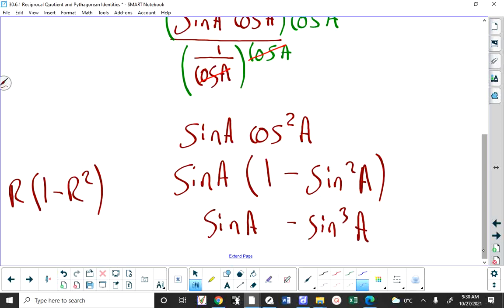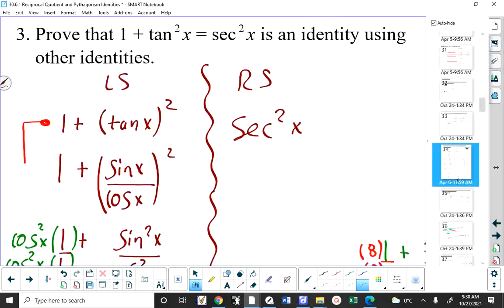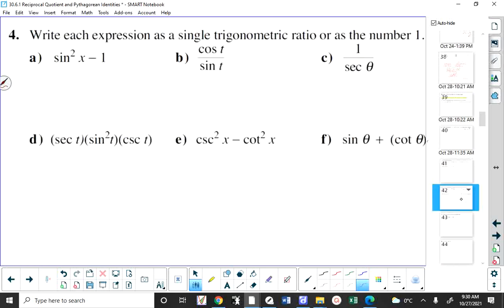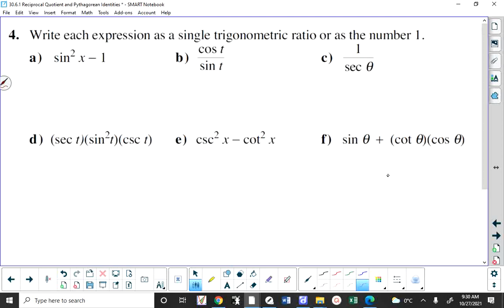Other questions? Zebi? For F? So we want to write sine of theta plus cotan theta cos theta as a single trigonometric ratio or the number 1. Some of these, when you simplify, everything's going to cancel and you're left with 1. Others will simplify so that you're left with only tangent or cotangent or sine, etc.